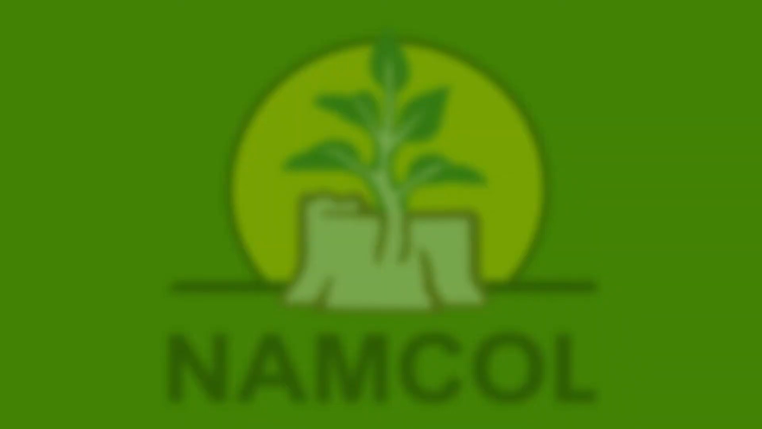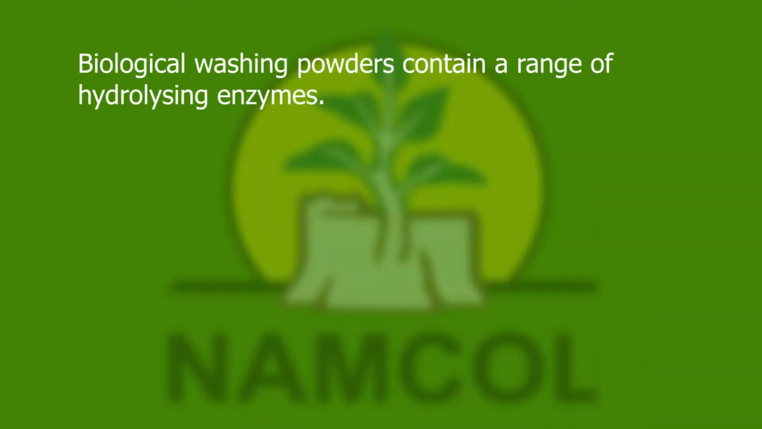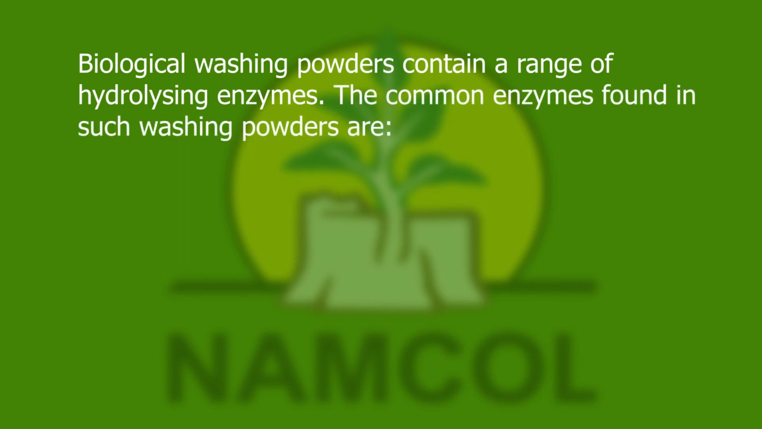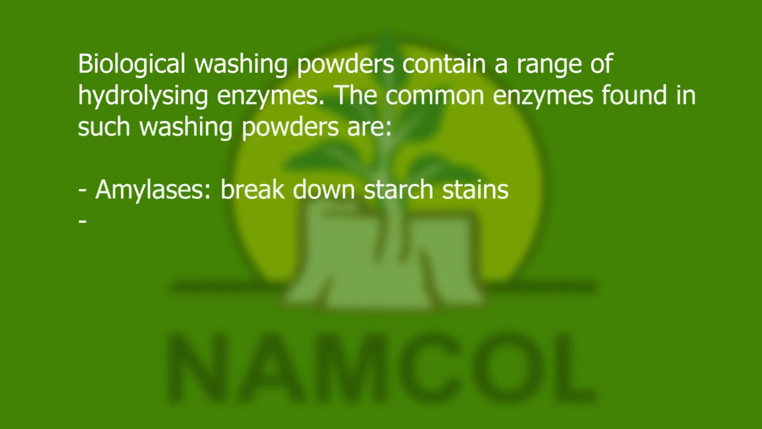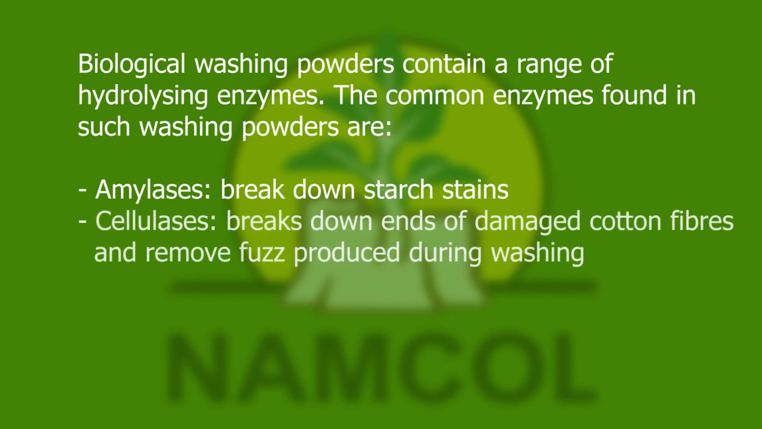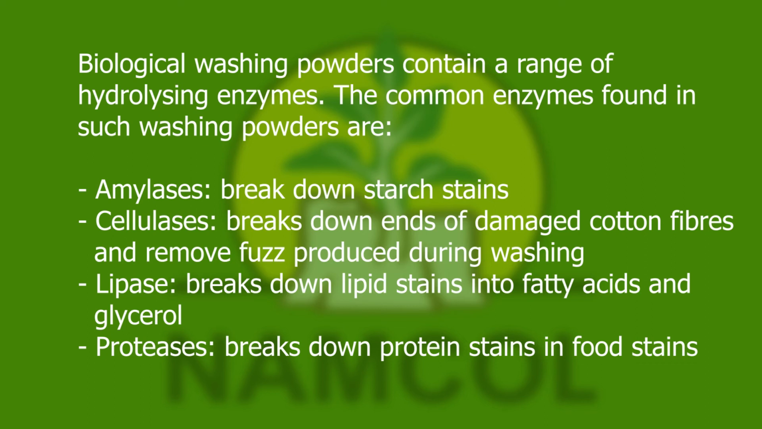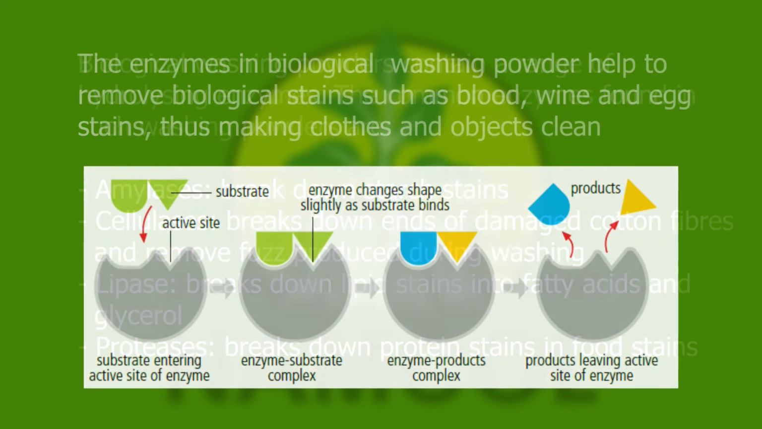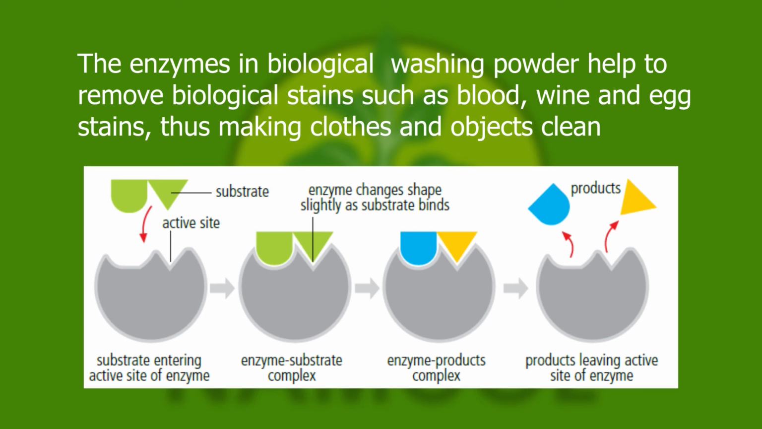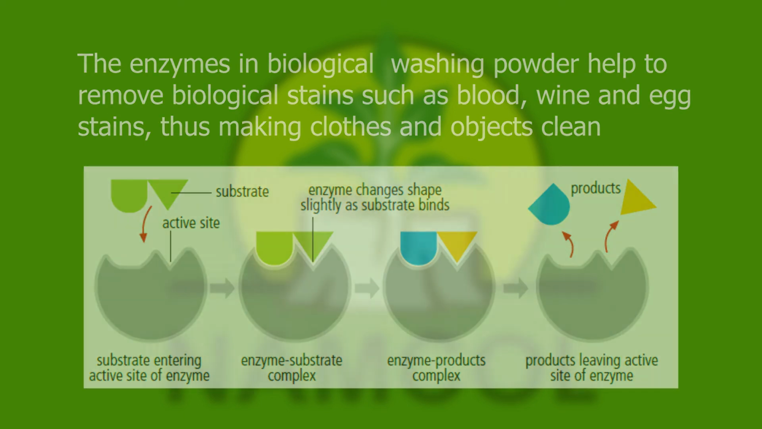Use of enzymes in biological washing powder. Biological washing powders contain a range of hydrolyzing enzymes. The common enzymes found in such washing powders are amylases, which break down starch stains; cellulases, which break down ends of damaged cotton fibers and remove fuzz produced during washing; lipase, which breaks down lipid stains into fatty acids and glycerol; and proteases, which break down protein stains in food stains. The enzymes in biological washing powders help to remove biological stains, such as blood, wine, and egg stains, thus making clothes and objects clean.